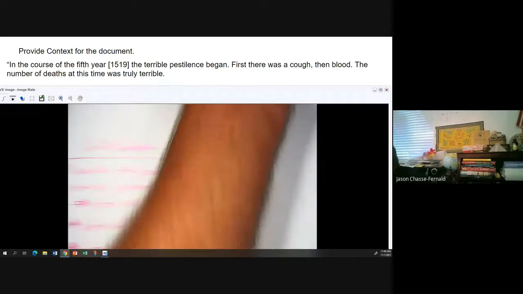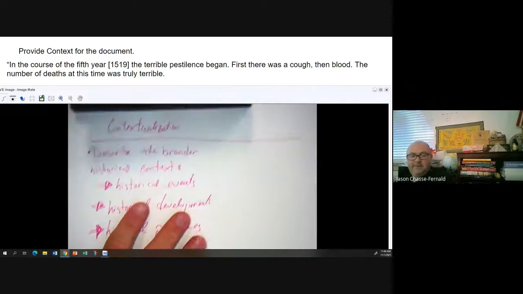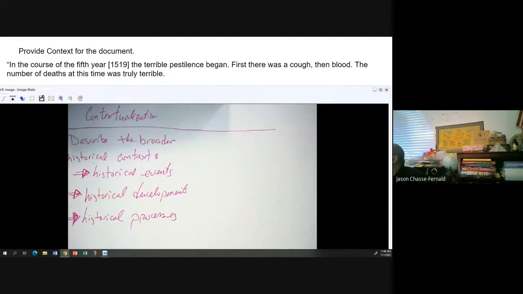And put my little stapler down. It'll stop sliding. There we go.